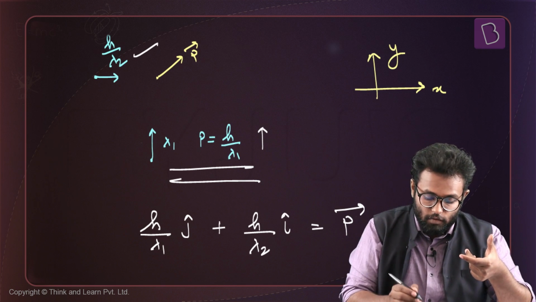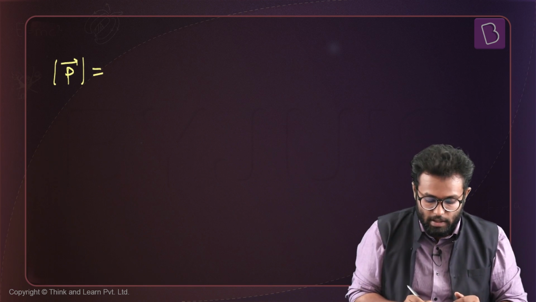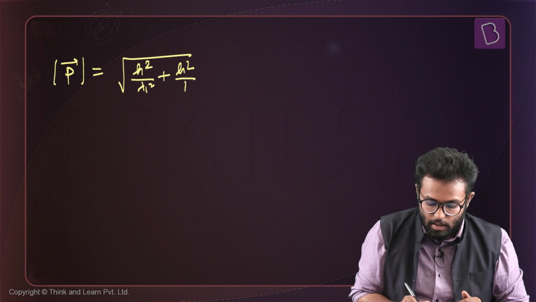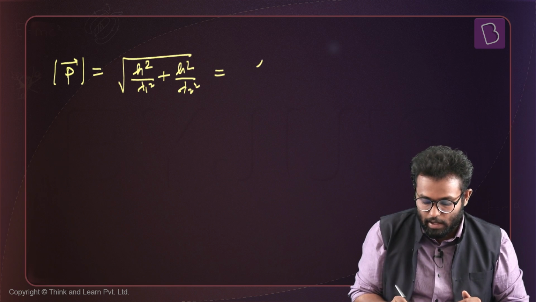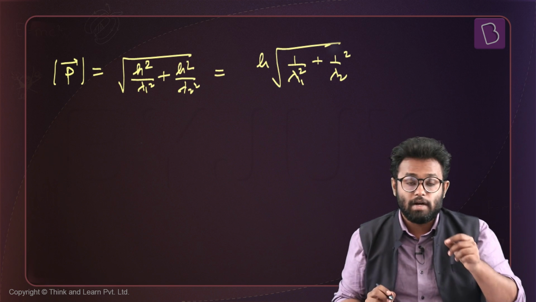If I want to find the magnitude of the final momentum, magnitude of p will be equal to, since these two are perpendicular to each other, I can directly write under root of h square by lambda 1 square plus h square by lambda 2 square. So this becomes h times under root of 1 by lambda 1 square plus 1 by lambda 2 square. So this is the final momentum.